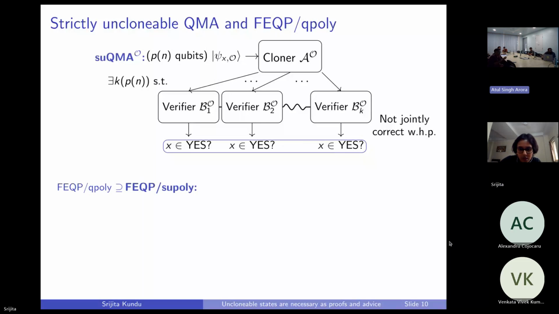Srijita, sorry, I kind of missed that. So what is strictly unclonable? By strict, I say strictly because it only has unclonable proofs.